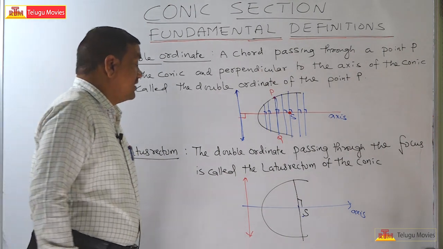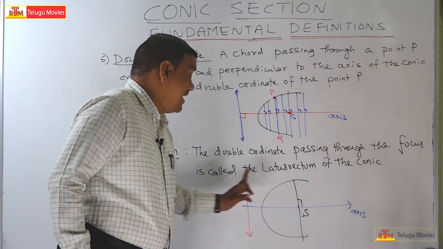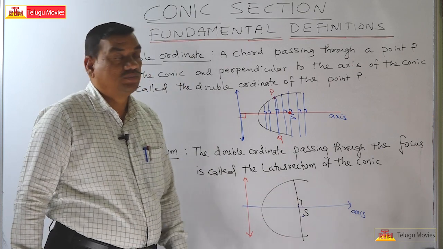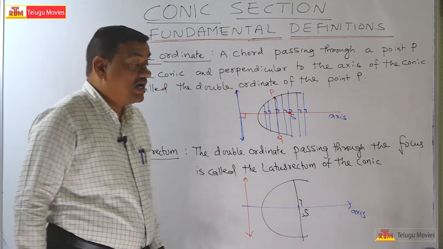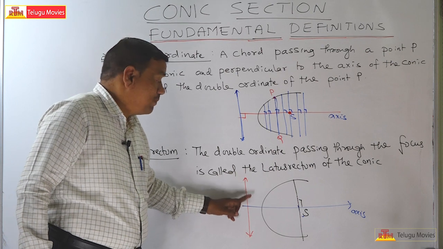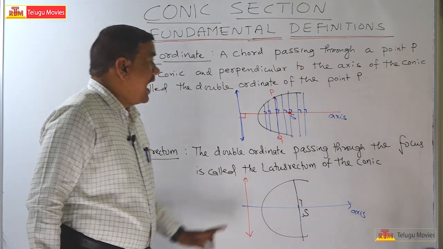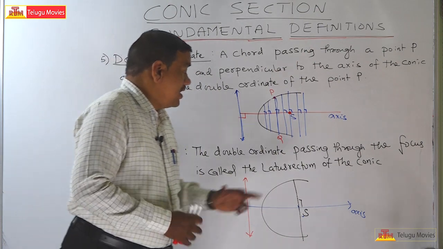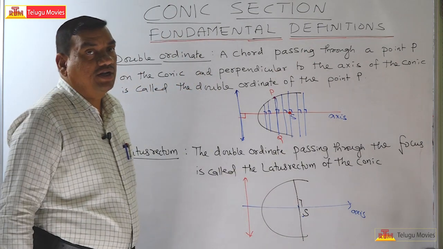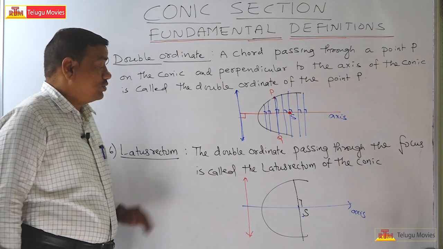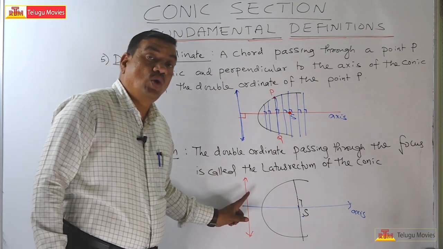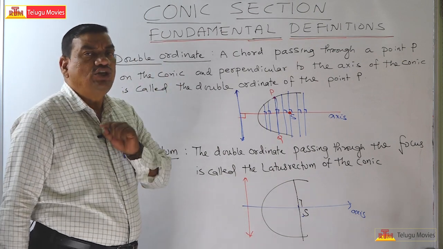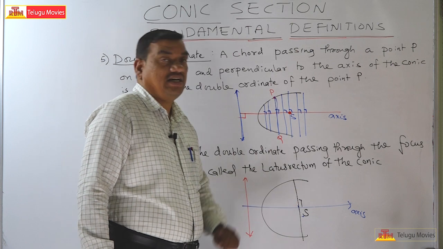Remember that the latus rectum and the directrix are both parallel to each other. Why? Because the directrix is perpendicular to the axis, and the latus rectum is also perpendicular to the axis. So if you know the equation of the directrix, it is very easy to find the equation of the latus rectum.